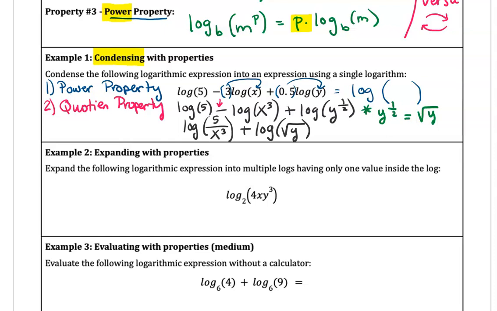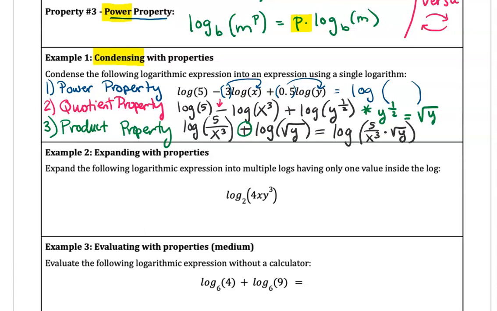Okay, but then the very last thing I'm going to address is this addition sign. And to combine those logs together, I'm going to use the product property of logs. And the product property says if you're adding two logs, those logs again are representing the individual exponents of these results. So if I was adding those exponents, that must have meant that these results were multiplying together. So this log can be put together through multiplication. So 5 over x cubed times the square root of y.